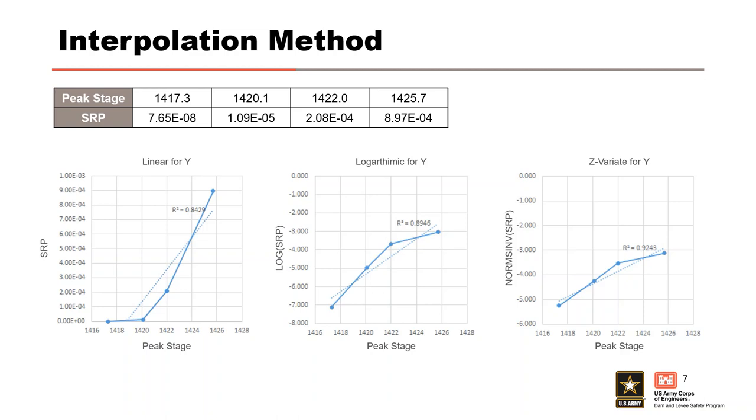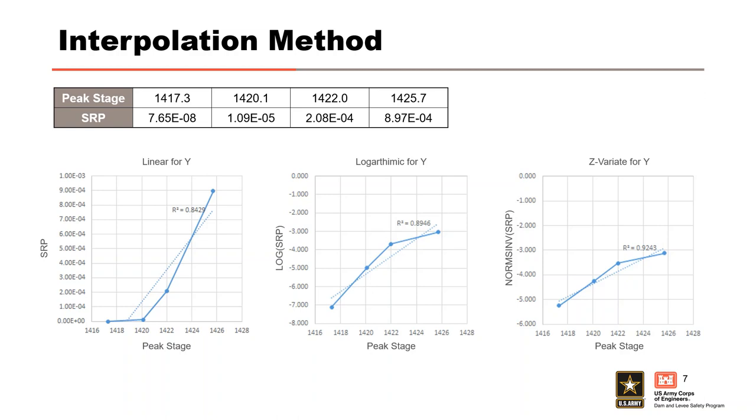Here's an example with a 4-point system response curve that is a function of peak reservoir stage. The data is plotted with 3 different transformations, linear, logarithmic, and z-variate, with peak stage along the x-axis. You can visually see that both logarithmic and z-variate do a decent job of linearization. If you fit a trend line and get the R-square values, you'll see the z-variate does the best job, but only by a marginal amount.